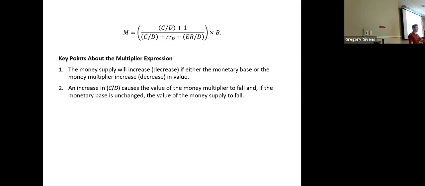Why? Because the money multiplier will fall. As we withdraw more of our money, that's less that banks have to loan out to other investors, and so deposit creation shrinks. Well, you can see that mathematically here. If the currency to deposit ratio, C over D, gets bigger, then the money multiplier is going to get smaller.